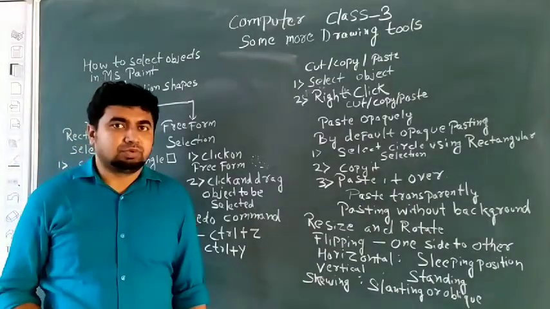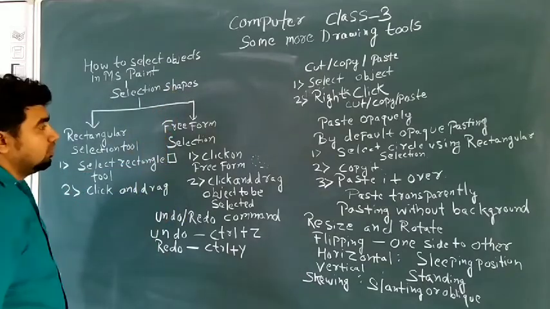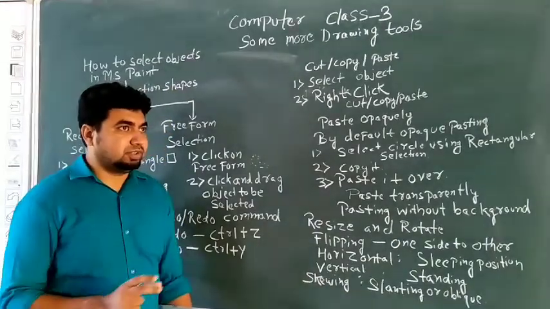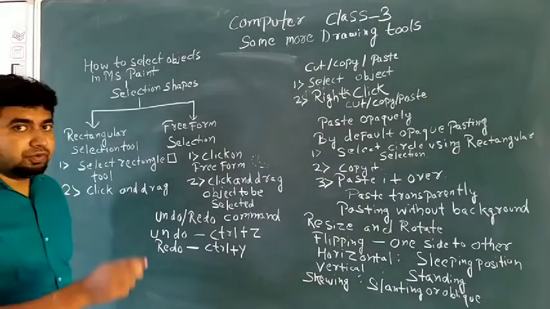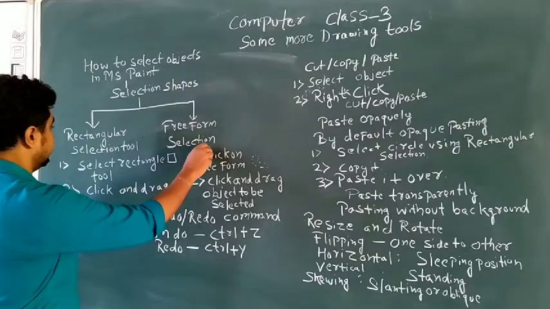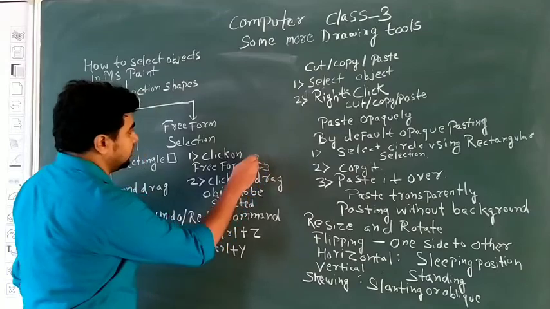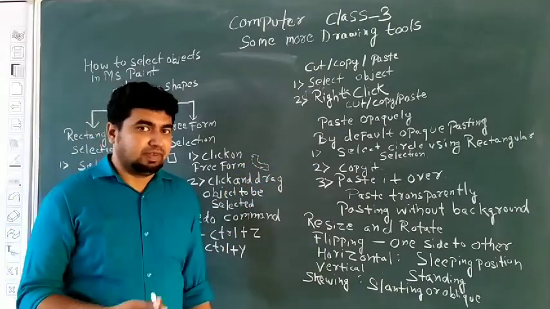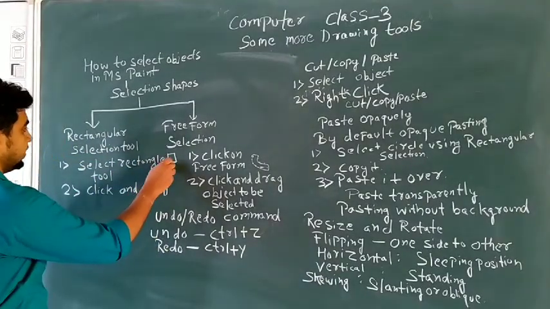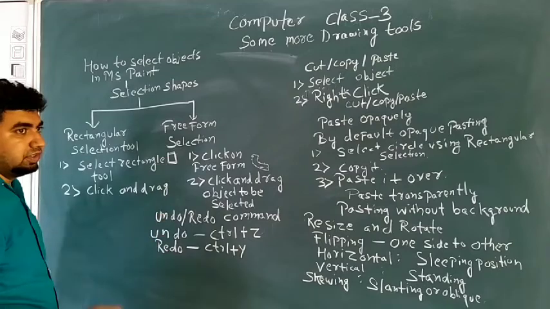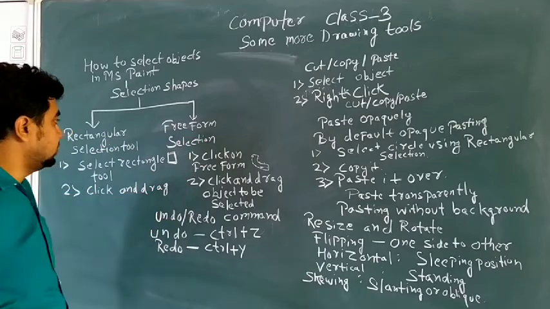Selection of objects is basically of two kinds. First, the rectangular selection tool, and the other is the free form selection tool. See, this will look like this. Free form means it can be of any shape, a random shape. And the select rectangle tool will look like this. This is a rectangular tool. So we can select with a rectangular tool and a free form selection tool.